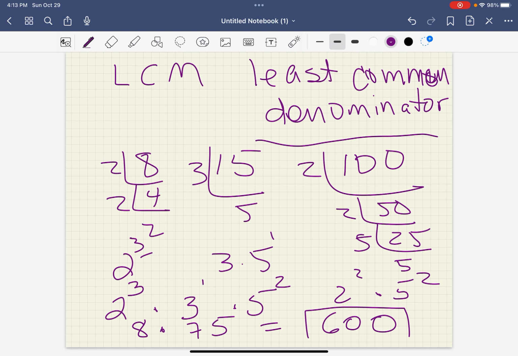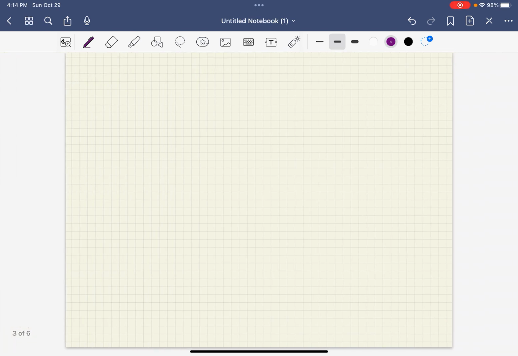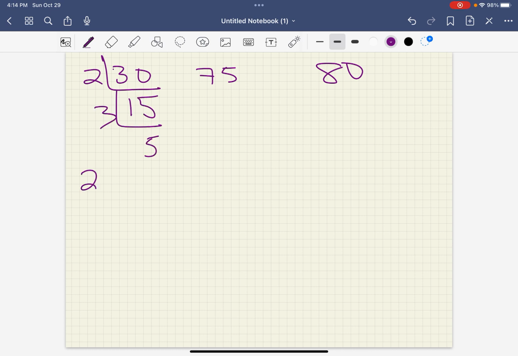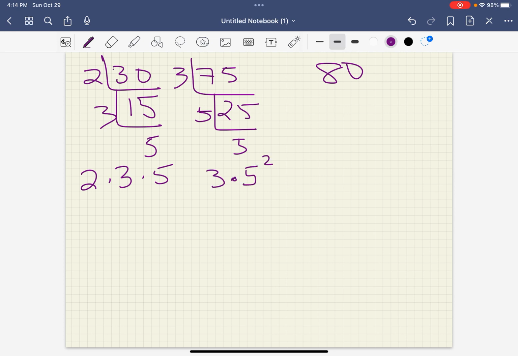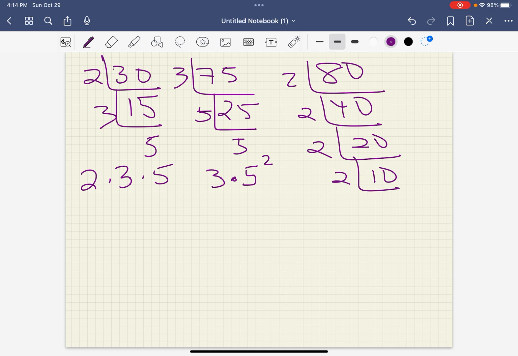All right, let's try some bigger ones. 30, 75, and 80. So this would be 2 times 15, which is 3 times 5. So that's 2 times 3 times 5. This is 3 times 25, and that's 5 times 5. So this is 3 times 5 squared. This is 2 times 40, 2 times 20, 2 times 10, and 2 times 5. So this is 2 to the 4th times 5.